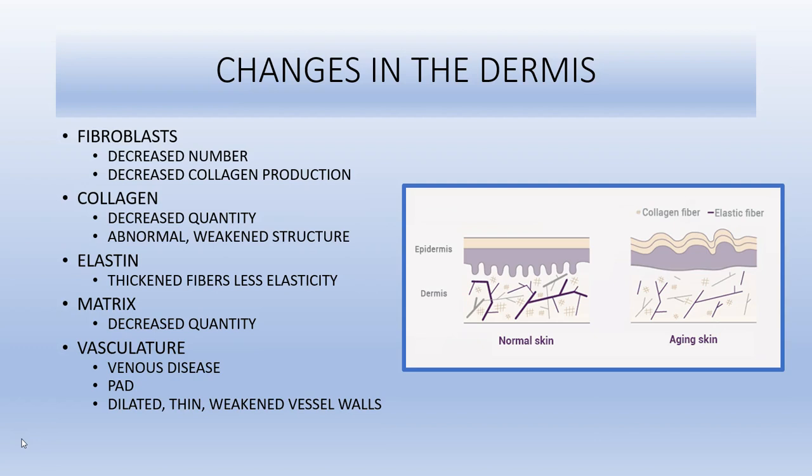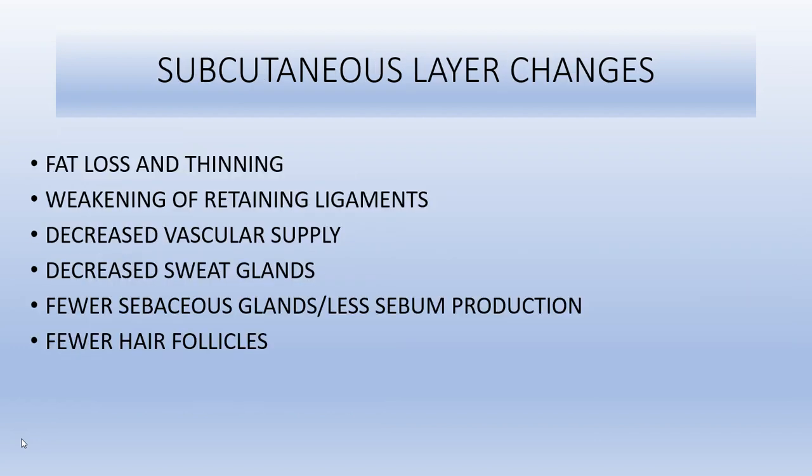We see decreased quantity and abnormal structure of collagen, which is weaker, again leading to more easily injured skin. We see less elasticity in the skin because there's less production of elastin. We see decreased quantity and decreased quality of the extracellular matrix tissues. And of course, everyone knows that we have at times with aging increased arterial disease, increased venous disease, and with aging, thinner, dilated, and weakened vascular structures.